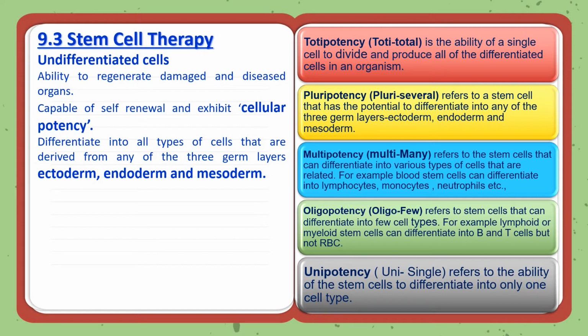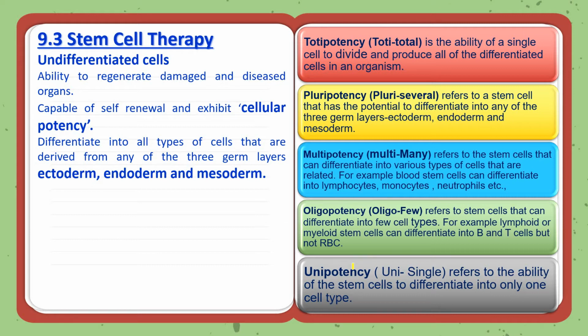Totipotency, that is total ability. So here the single cell can divide and produce all kinds of cells in the organism. That is called totipotency. Then pluripotency means, pluri means several. It refers to a stem cell that has the potential to differentiate into any of the three germ layers, that is ectoderm, endoderm and mesoderm.